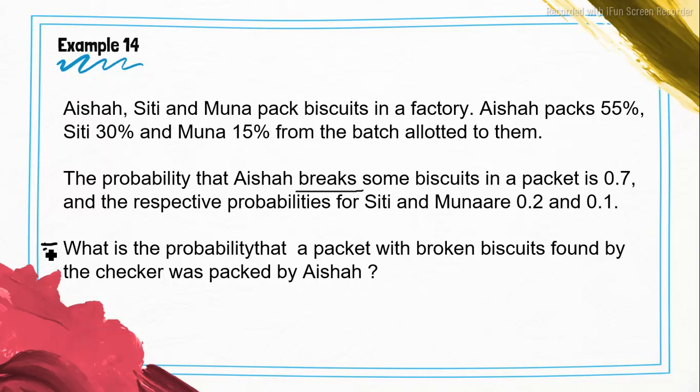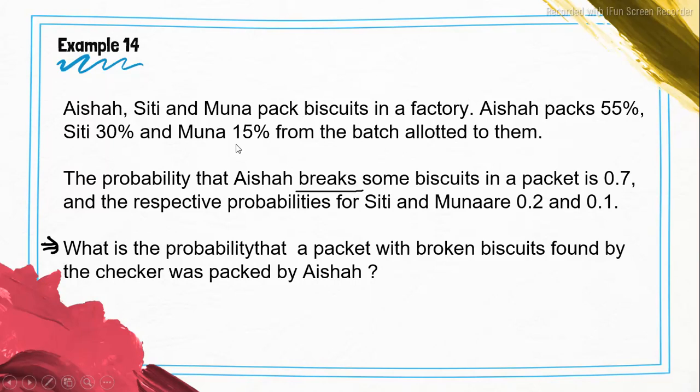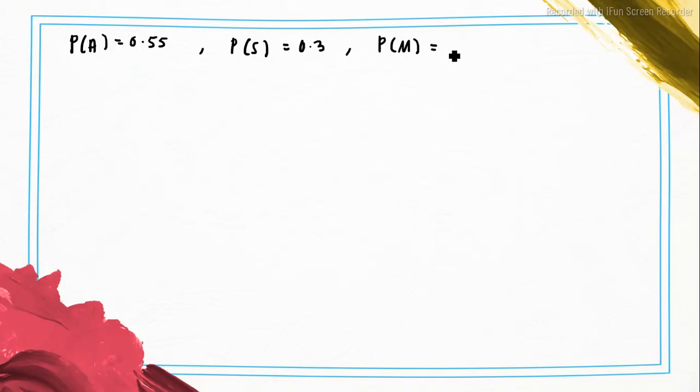Tapi sebelum kita go through soalan ni, kita settlekan dulu maklumat yang ada ke atas ni. Kita boleh gunakan tree diagram. Okay, so kita tulis dulu maklumat yang kita ada. Okay, Aisha packs 0.55, 55% kan. Okay, lepas tu Siti dia pack 30%, so it means 0.3. And Muna pack how many biscuits? Okay, 15%, so 0.15.